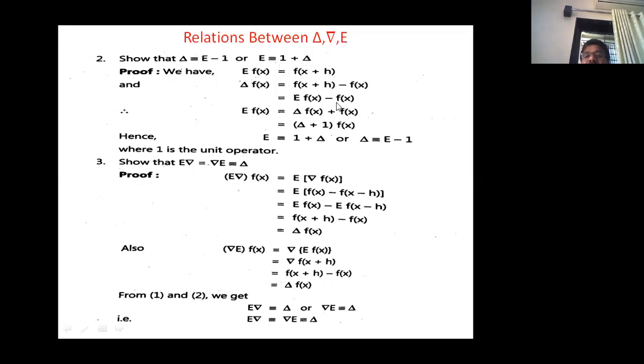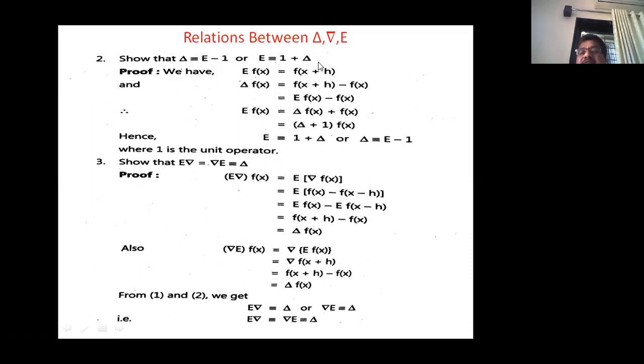So E f(x). What is E f(x)? Delta f(x) plus f(x), and delta f(x) is what? f(x plus h) minus f(x). So minus f(x) and f(x) cancel each other, and we get the value f(x plus h). That is E f(x).